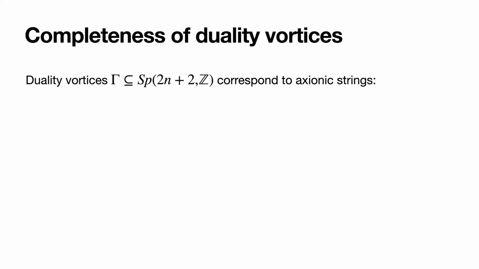And then completeness for the duality vortices means that really for all of these duality elements, there should be a corresponding axionic string in the 4D theory. Where as we go around, shifting the axion by 1, there should be an object that implements this duality transformation.